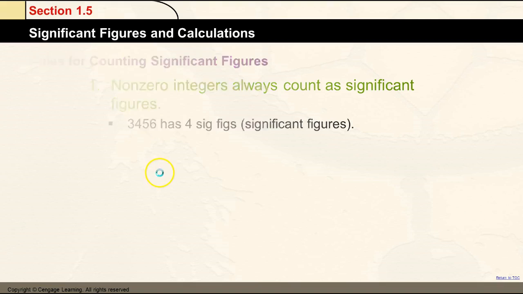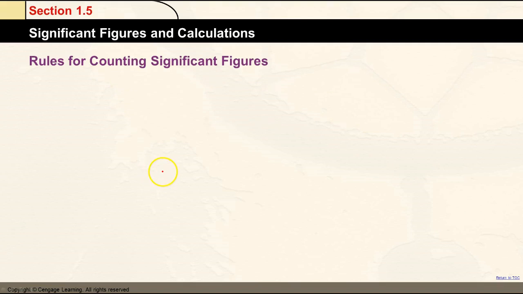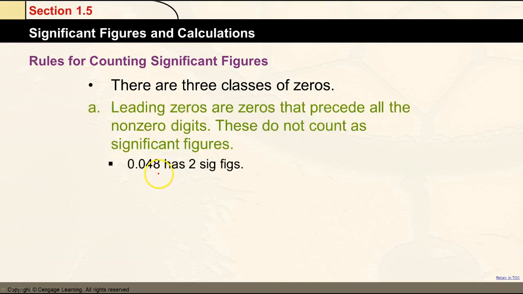After that, we need to take a look at zeros, and this is where it can get a little bit tricky. There's 3 different rules for zeros, and the first one would be called leading zeros. Zeros that come in front of your non-zero numbers, and these are not significant. They do not count. All right, never. Leading zeros will never count as significant. So the only thing that is significant in this number would be the 4 and the 8, so there are 2 significant figures in this number.